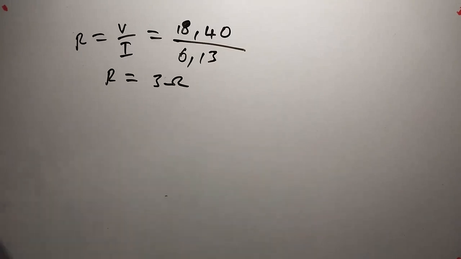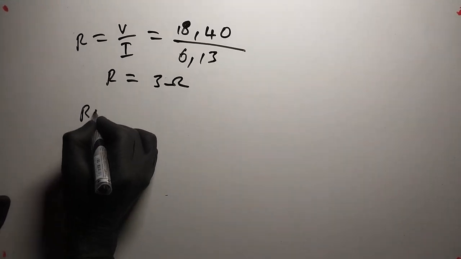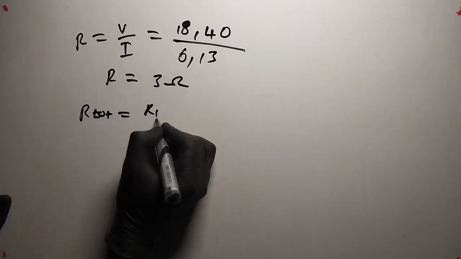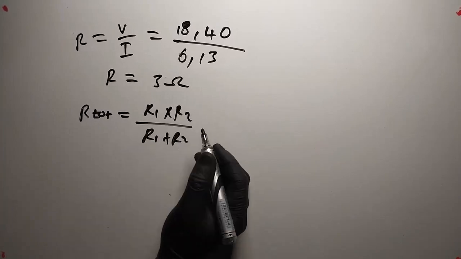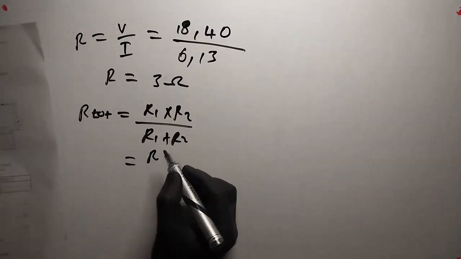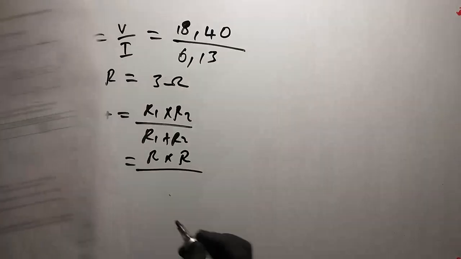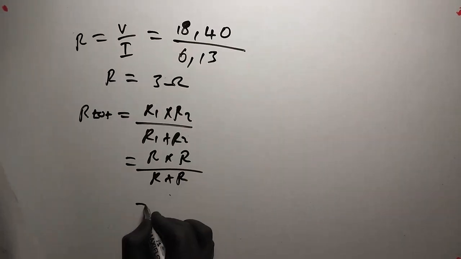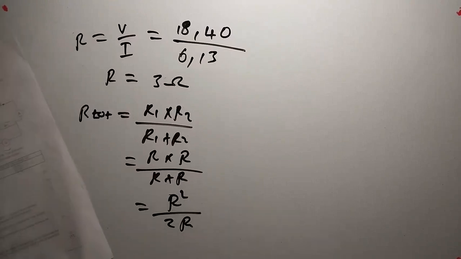Then you're going to start doing. Since there are two resistances, I'm going to keep it simple. I'll simply say my R total is equal to R1 times R2 over R1 plus R2. This would be my R1, this would be my R2, okay? Then my R1 is R, times R, over R plus R. This will give you R squared over 2R. I hope you can see that, right?